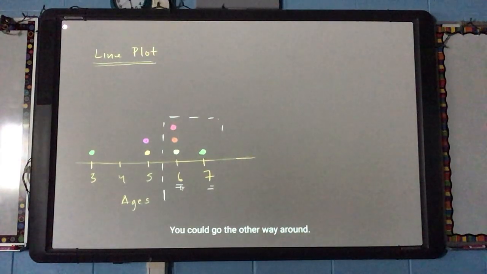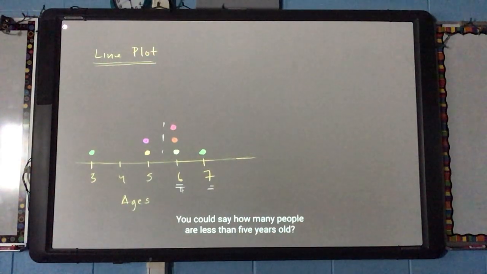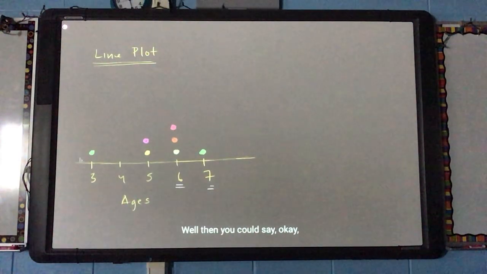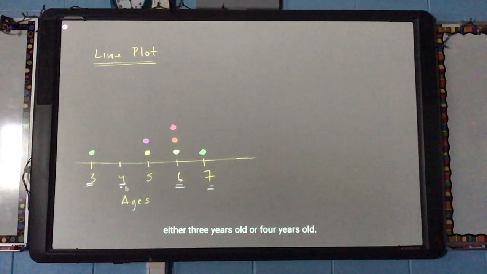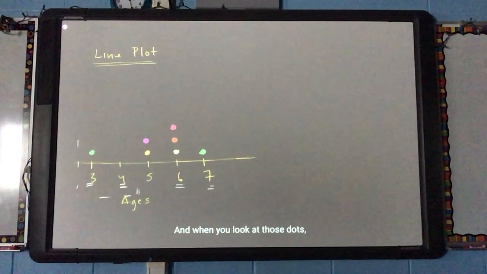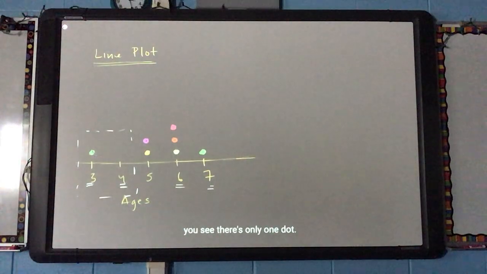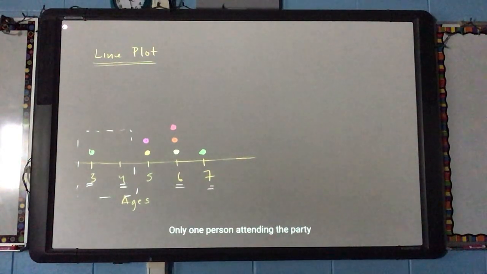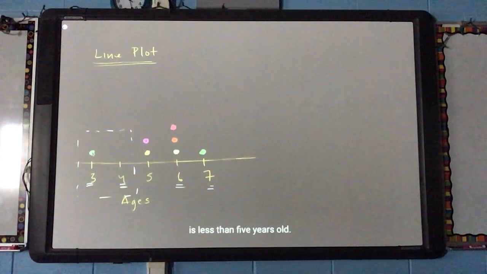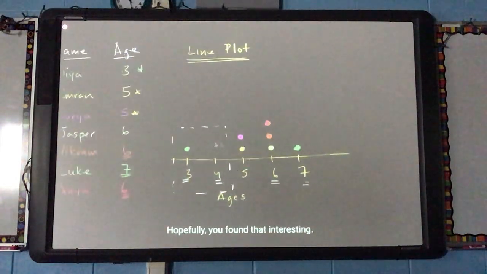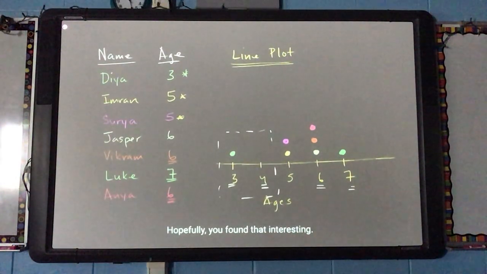You can go the other way around. You can say how many people are less than 5 years old. Well, then you could say, okay, less than 5 years old would be either 3 years old or 4 years old. And when you look at those dots, you see there's only one dot. Only one person attending the party is less than 5 years old. Hopefully you found that interesting.